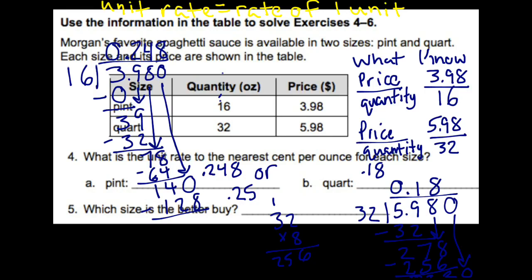And when I look at these two numbers, so I have 25 hundredths and 18 hundredths, which size is the better buy? Looking at 25 hundredths and 18 hundredths, or 25 cents and 18 cents, the better buy is the quart because it's less per ounce. It's only 18 cents per ounce, and the pint is 25 cents per ounce.